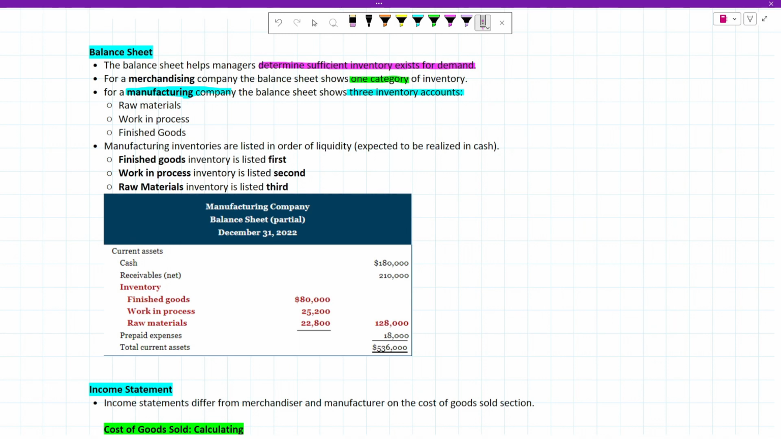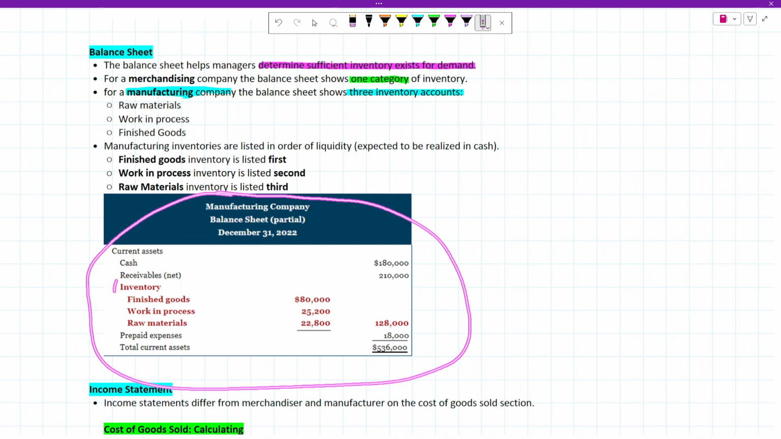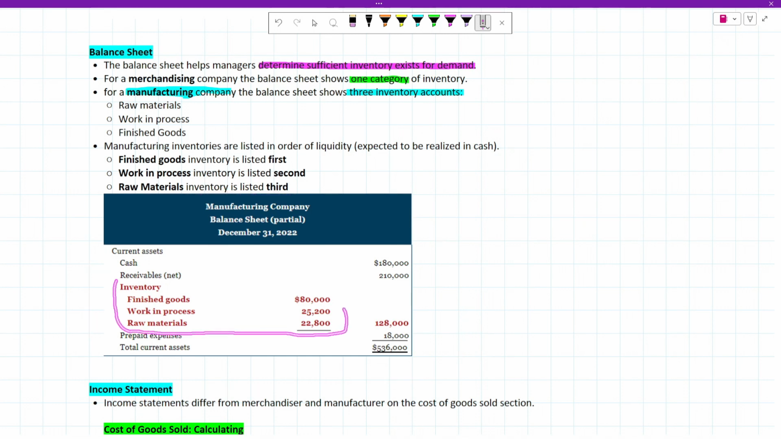Manufacturing inventories are listed in order of liquidity, which is the expected to be realized in cash. So our first thing listed in an inventory is finished goods. Second would be work in process. And then third would be raw materials. So this is an example right here, and you can see in red the inventory and the liquidity. Like I said before, finished goods is first because it's in order of liquidity. Work in process is second, and raw materials is third.